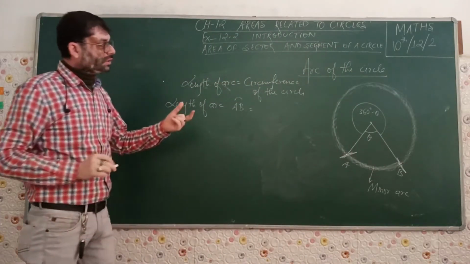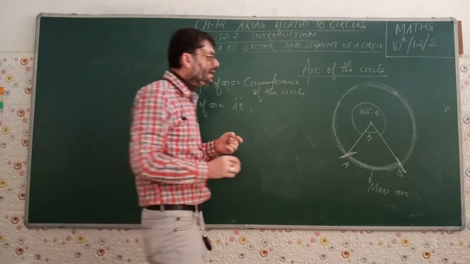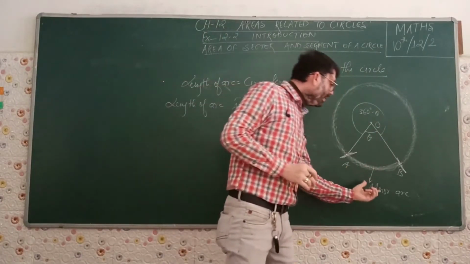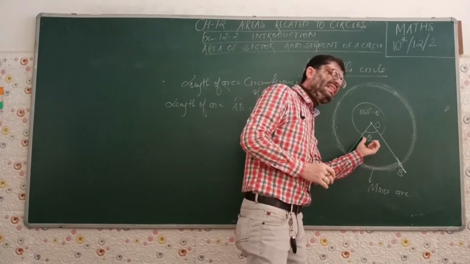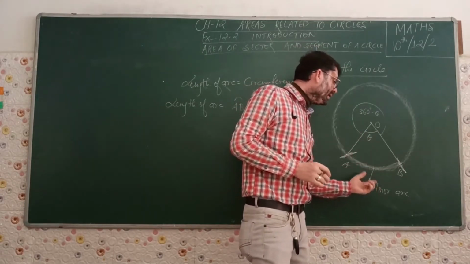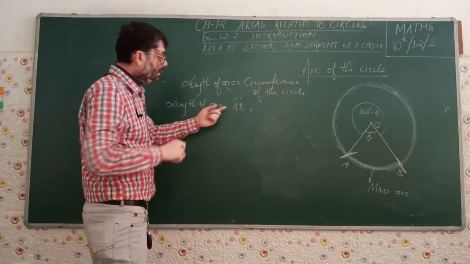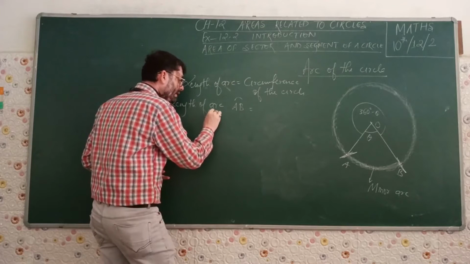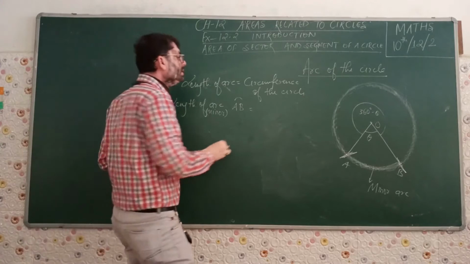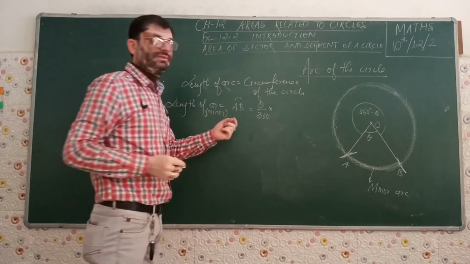So the part of the total arc that a minor arc takes is theta by 360, because the total angle at the center O was 360 degrees, and the minor arc is taking a part theta of the whole 360 degrees. So the part taken by the minor arc of the whole arc is theta by 360. So length of the arc AB. Now, to make it more clear, let us write it as: length of the minor arc AB is the part taken by the minor arc, theta by 360 degrees, into the circumference of the circle.